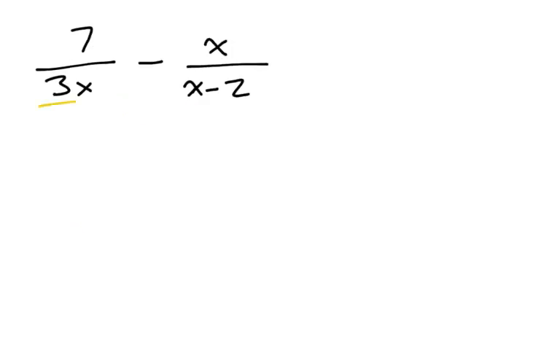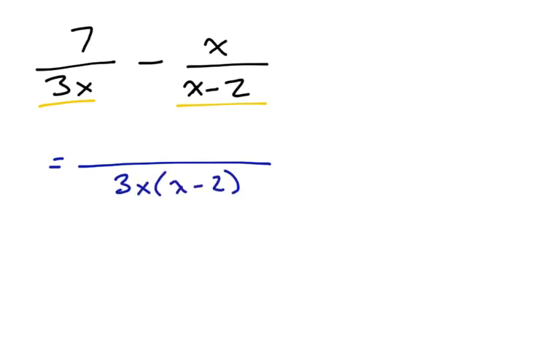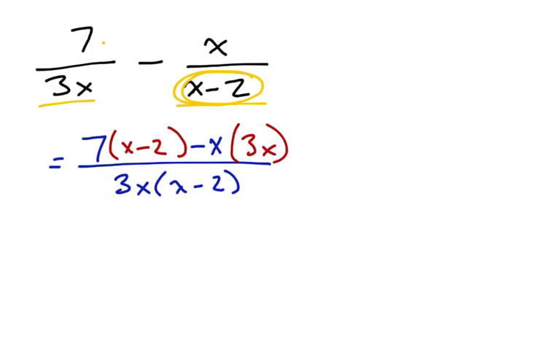Now we see once again that we don't have common denominators. So we're going to need a fraction with common denominators. The common denominator is going to be 3x times x minus 2. And the 7 needs to be multiplied by x minus 2, and the minus x needs to be multiplied by 3x. Basically the 7 here gets multiplied by this denominator, and the x gets multiplied by this denominator over here. And our common denominator is the product of the two.